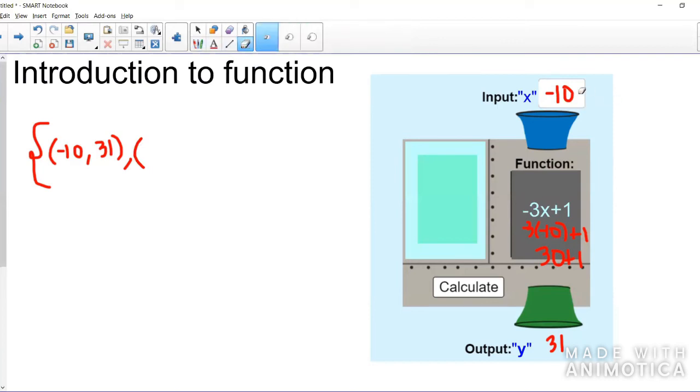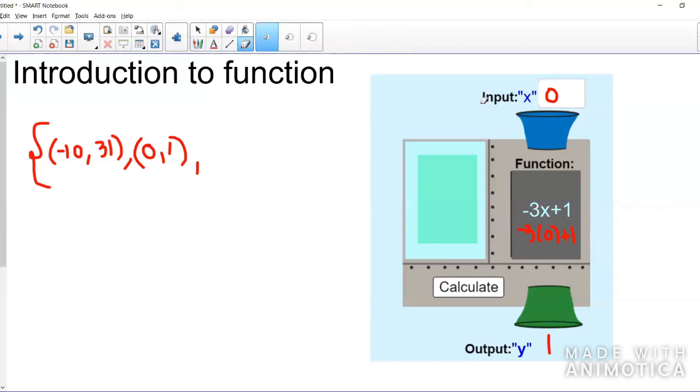Now let's have another input. Let's try 0, a neutral number, not positive, not negative. If the input is 0, what will be the output? So that will be -3 times 0 plus 1. -3 times 0 is 0 plus 1 makes a positive 1. In other words, if the input is 0 in that function, -3x plus 1, the output will be positive 1.